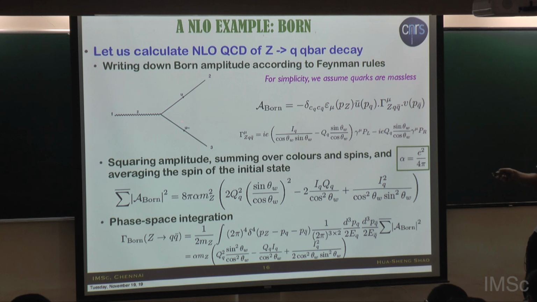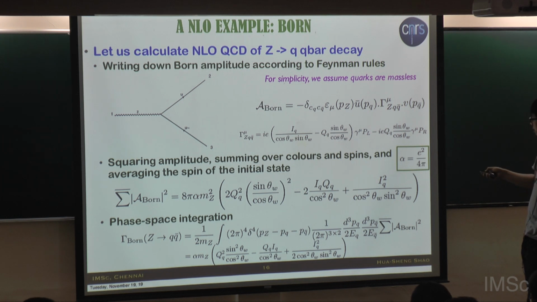Because it should be in the quantum field theory textbook. So write down your amplitude. And this is your electroweak vertex, and writing the amplitude. For simplicity, assuming quarks are massless, I don't want to bother with this. Then square the amplitude, summing over the colors of the final state and spins of the final state, and averaging over the spin of the initial state. And this is what I get at amplitude squared level, right?